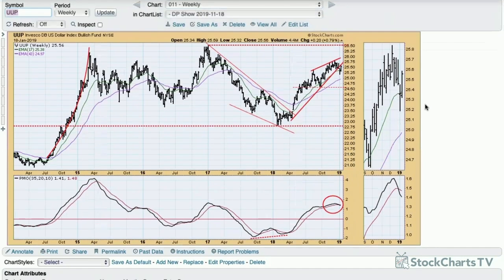And there's the weekly. Here again, the same structure. The PMO is negative, but it's starting to decelerate. So I'm not looking for too much negative out of the dollar. All right.